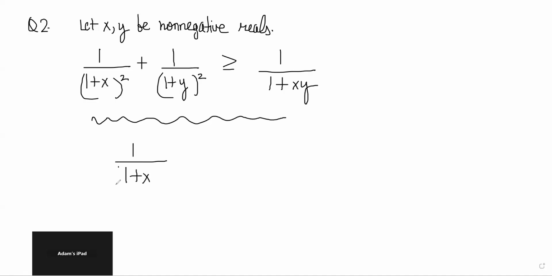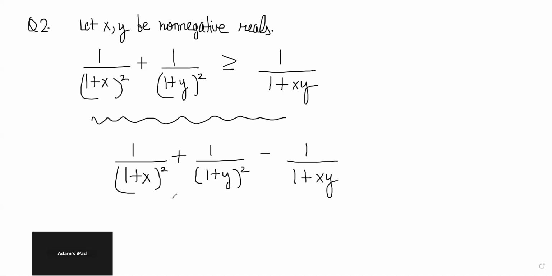So what we will do here is 1/(1+x)^2 + 1/(1+y)^2 - 1/(1+xy). Right? Yes. How do I simplify it? My common denominator is going to be (1+x)^2 (1+y)^2 (1+xy). This is my common denominator, right?